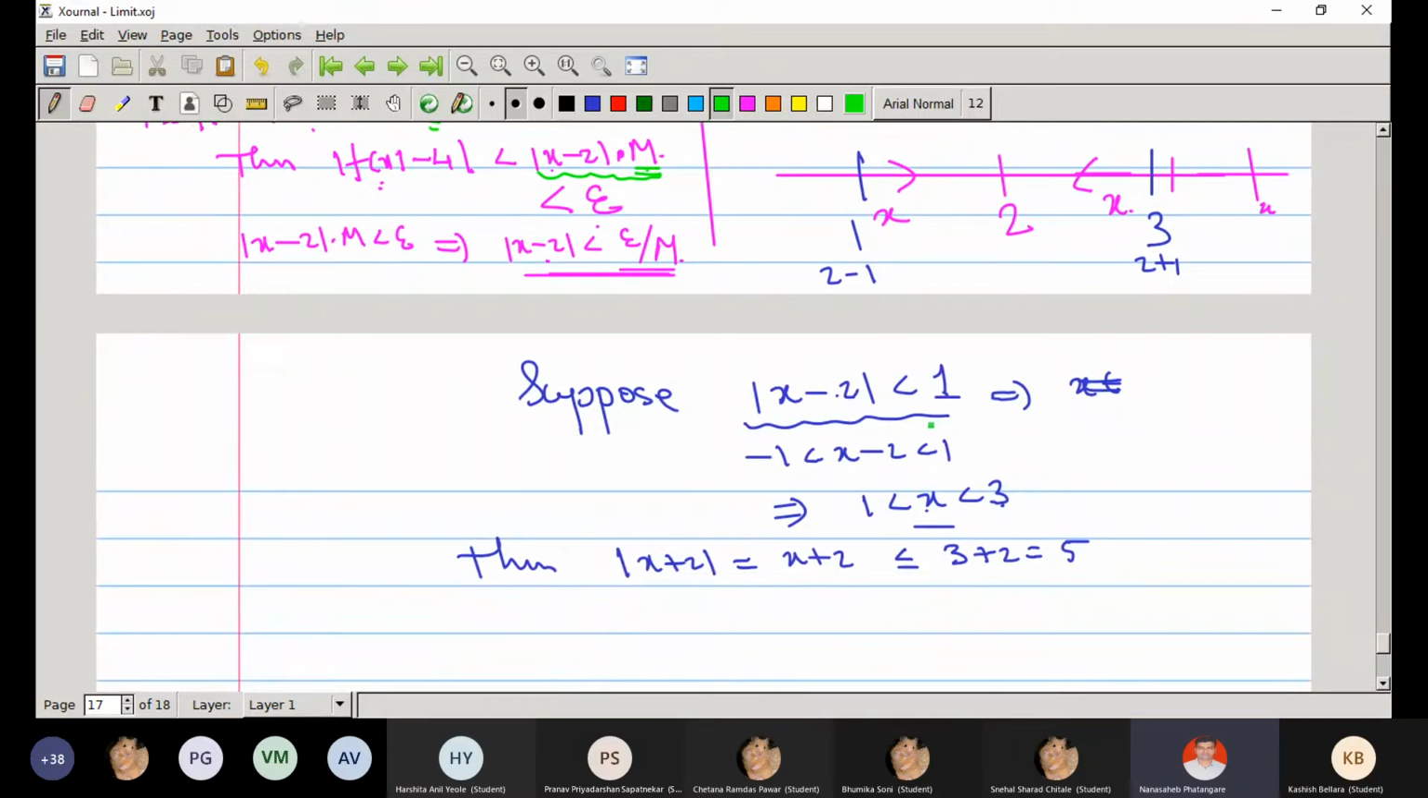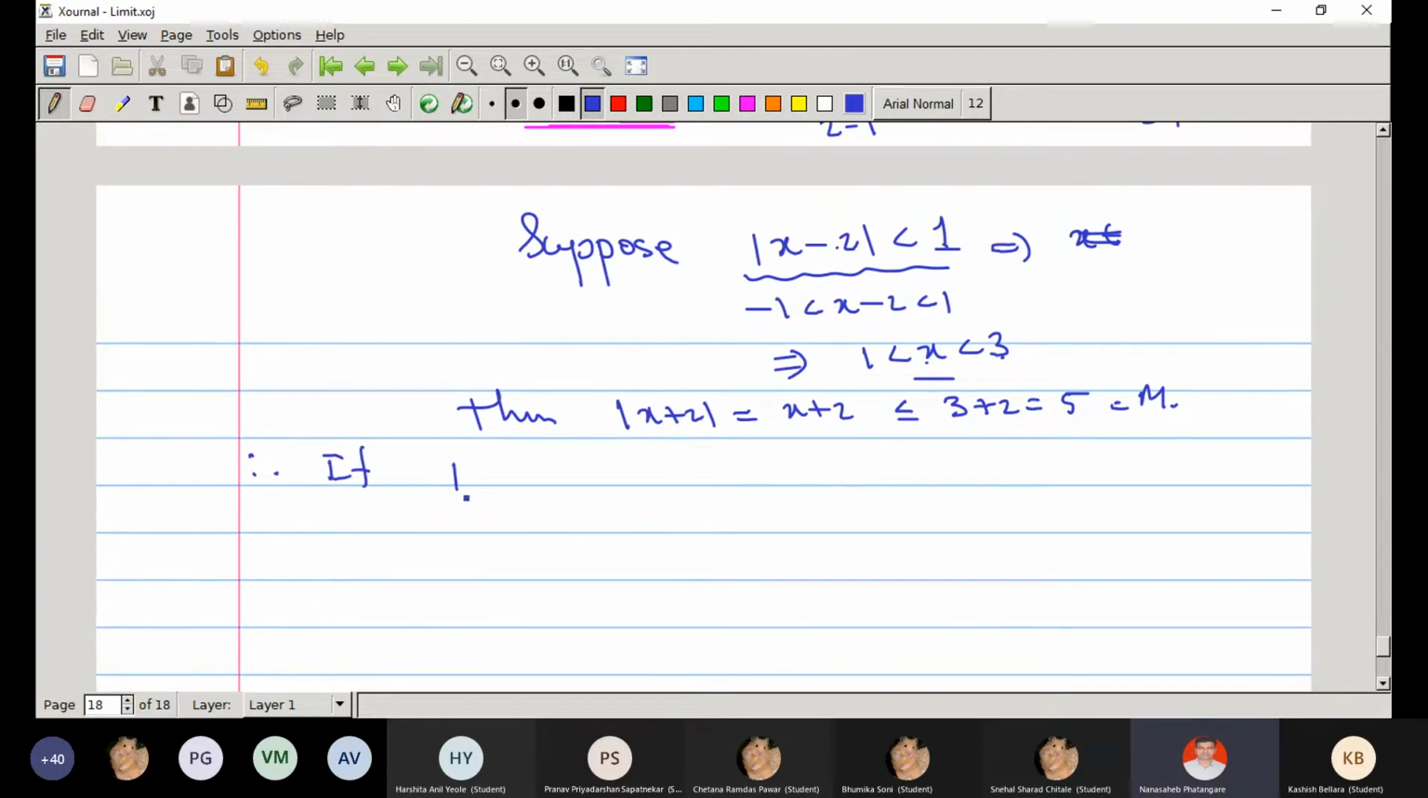So what is a control on x? That |x minus 2| is less than 1. That means I am putting a condition on x, that the distance of x from 2 is less than 1. Right, that means x lies in between 1 and 3. So that is what I wanted to control. Then ultimately the absolute value of x plus 2 is less than 5. That was my controlling number M.